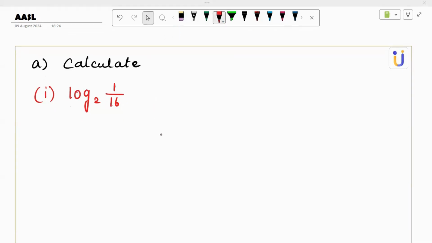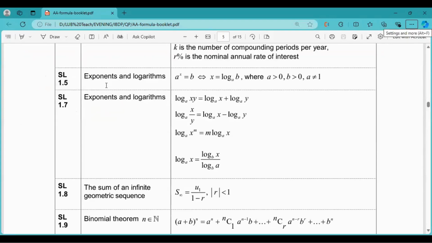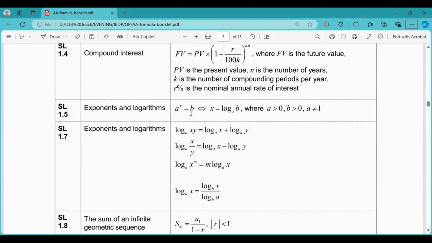So let's start. First, we need to do 3 logarithmic evaluations. Log base 2 of 1 over 16. First we know, using the formula booklet, let me show you which formula we need to use. Here it is, section 1.7, exponents and logarithms, 1.5 also. a to the power x equal to b means it can be expressed as x equals log base a of b, with these conditions. And many logarithmic ideas are there, so we can use them whenever applicable. Right? So let's get back to the solution page.